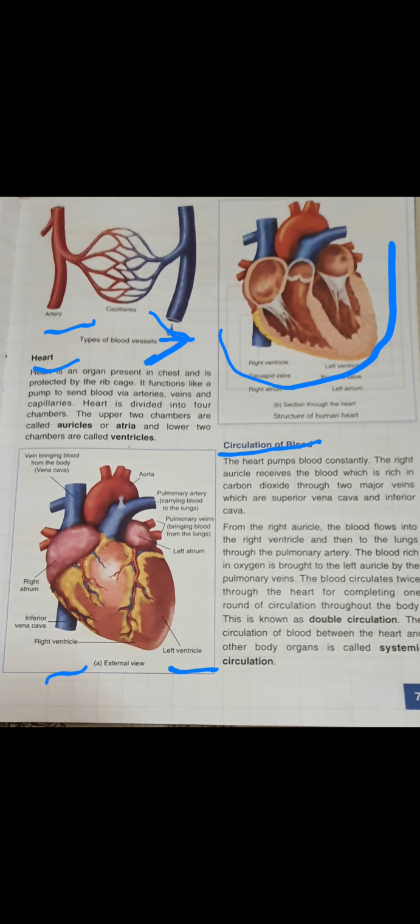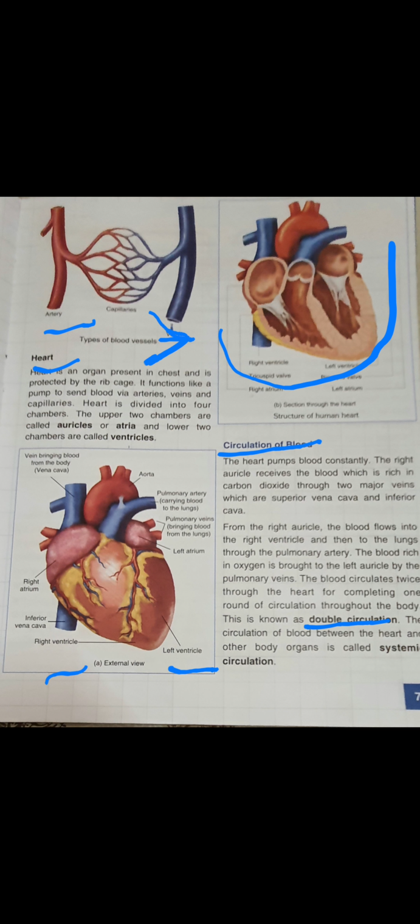There will be more carbon dioxide, and then from the right auricle the blood flows into the right ventricle and then to the lungs through the pulmonary artery. The blood rich in oxygen is brought to the left auricle by the pulmonary veins. The blood circulates twice through the heart for completing one round of circulation. Heart will make it pure and then again send it back to the body. This is known as the double circulation.